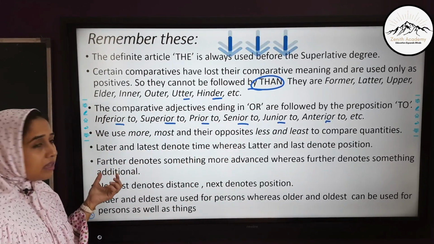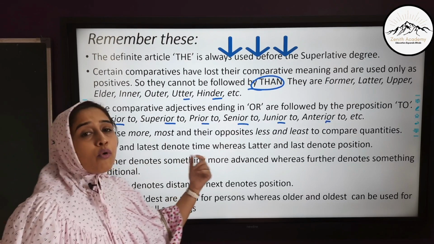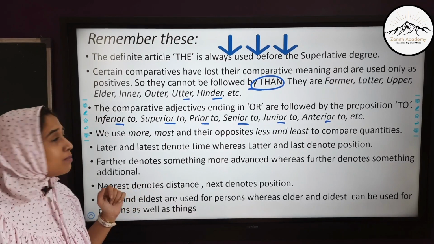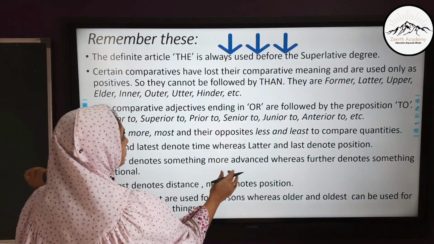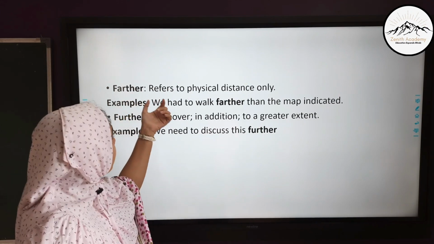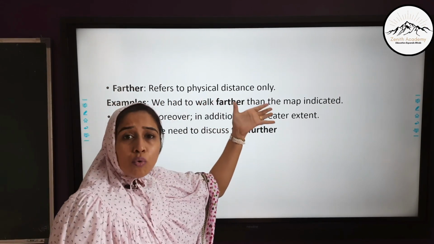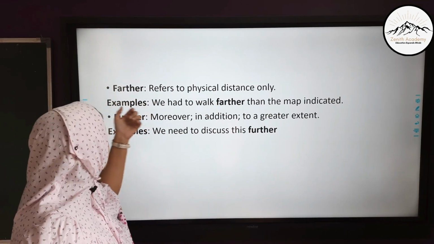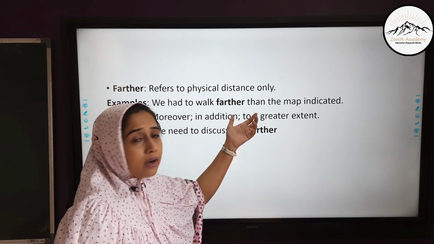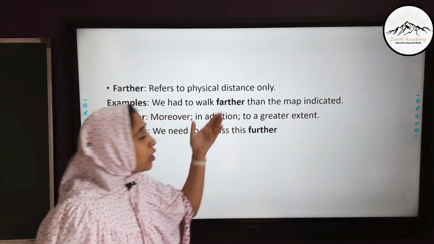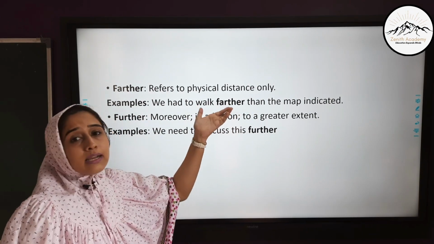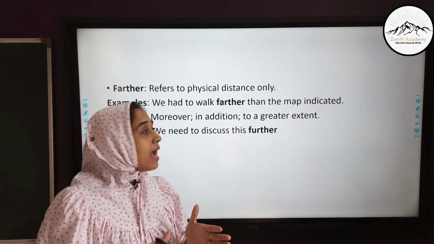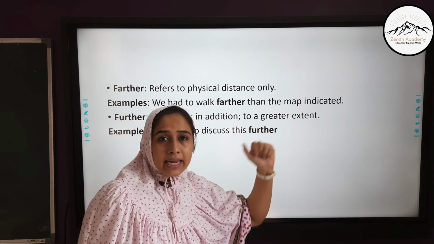The next one is farther. Farther denotes something more advanced, whereas further denotes something additional. Now what does this mean? Let's have a look. Farther refers to physical distance only. When we are measuring physical distance, there we will use the word farther. For example, we had to walk farther than the map indicated. So here we are talking about distance, and the word farther is in comparative form. We are comparing the distance we actually had to walk with what we had imagined or what the map indicated.